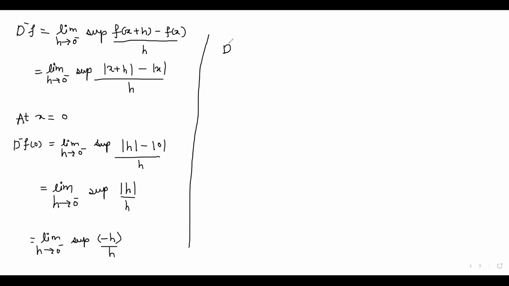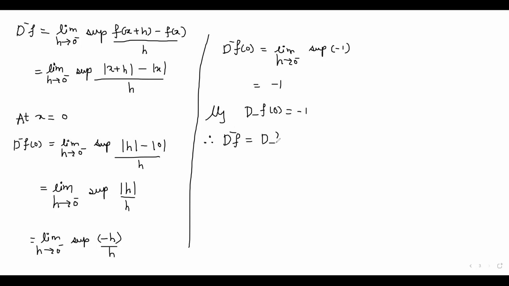So therefore the upper left derivative of f at x = 0 is equal to the limit as h tends to 0 of minus supremum of (minus h upon h), which is minus 1. So this is equal to minus 1. Similarly, we can prove that the lower left derivative of f at x = 0 is equal to minus 1, and hence finally the upper left derivative of f is equal to the lower left derivative of f, which is equal to minus 1, and hence we get the solution.